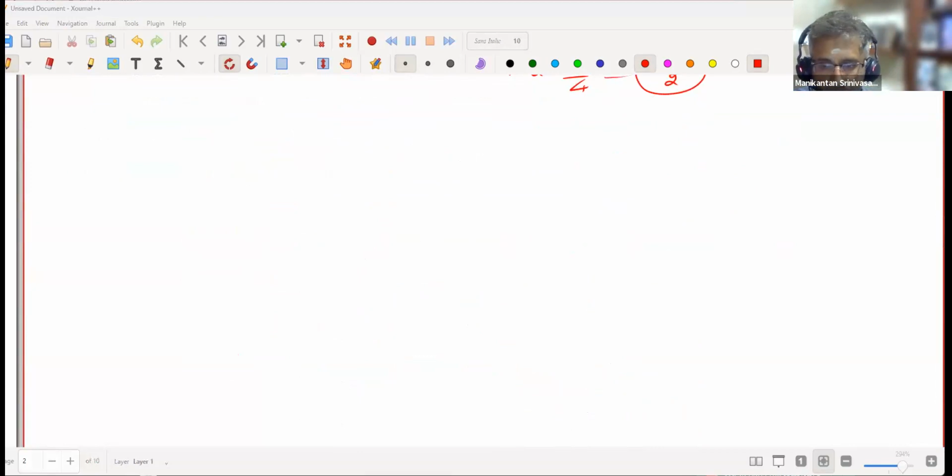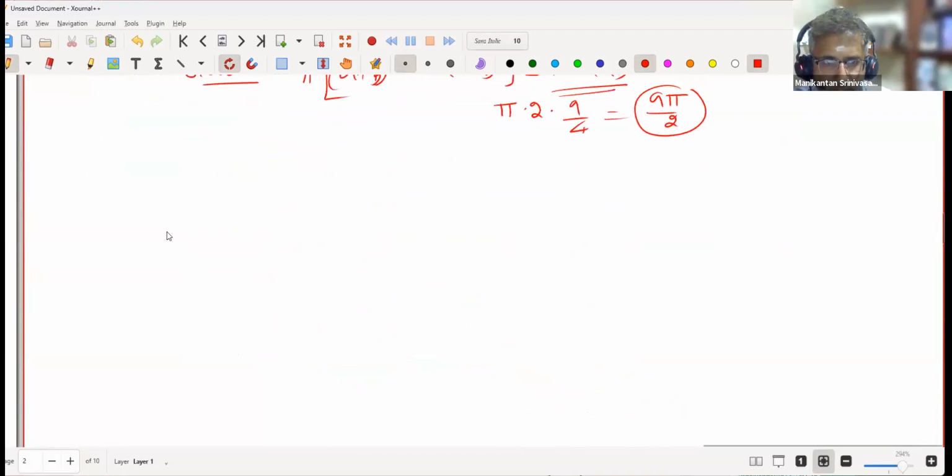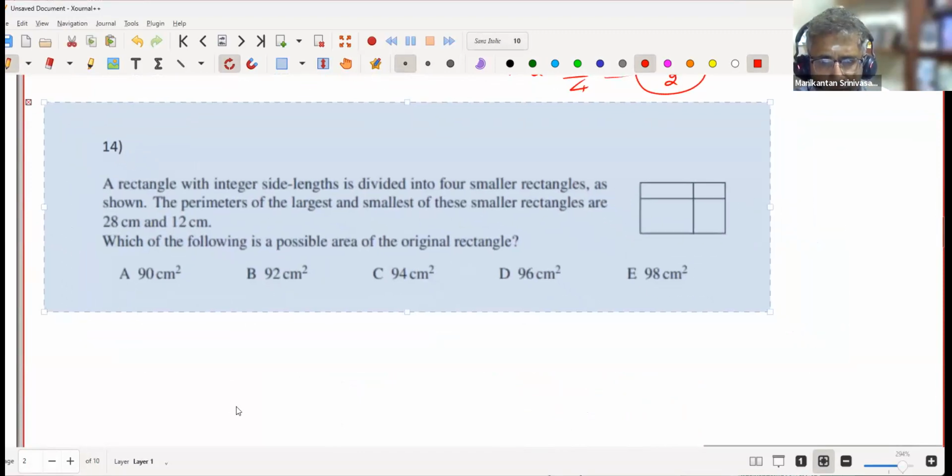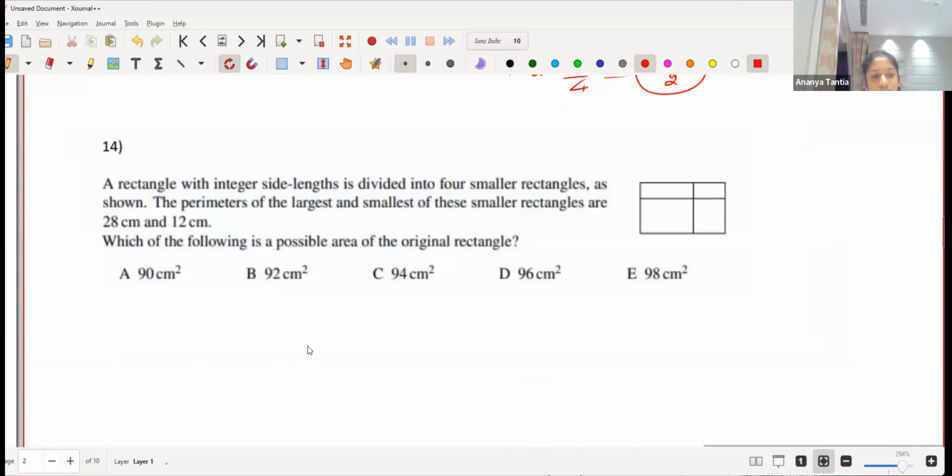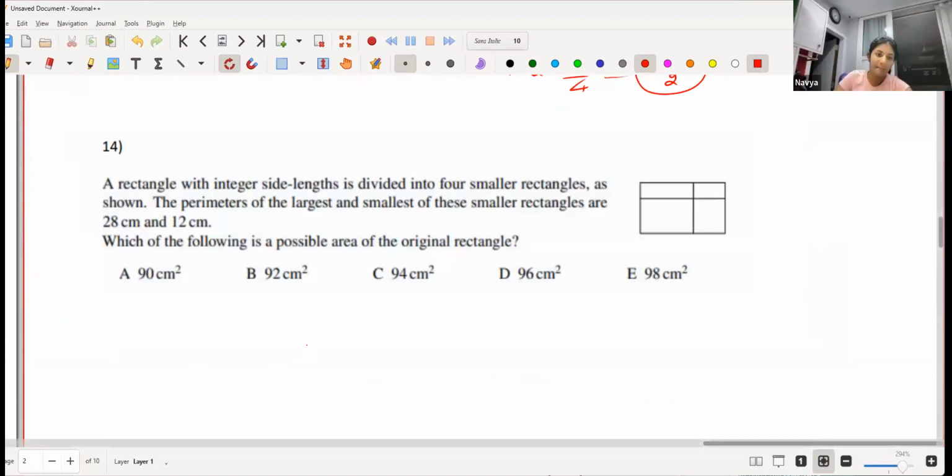Perimeter, a rectangle is divided into 4 parts. Avinash, yeah, I got D. 96. Okay. Any other answers? Navya? Yes, I got D. Ananya, all of you got 96. Okay. So fairly easy, right?